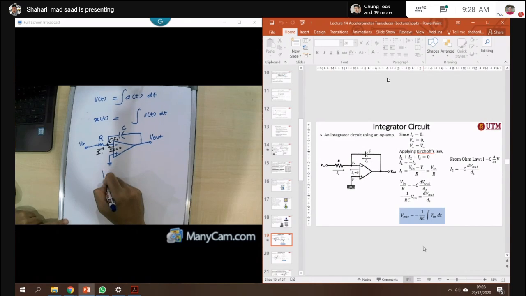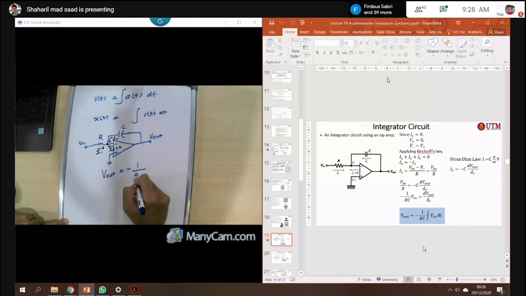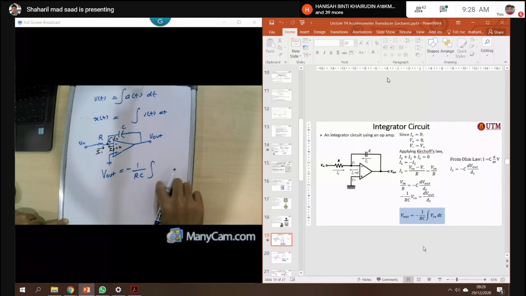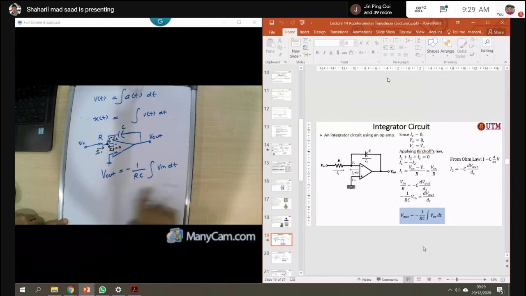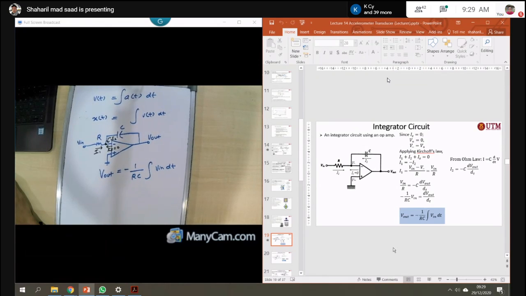And the relationship between V out and V in for the integral circuit is given to you as minus 1 over RC, the integral of V in with dt. So this is the integral circuit. Right? So what is the value of R and C? We will discuss later.